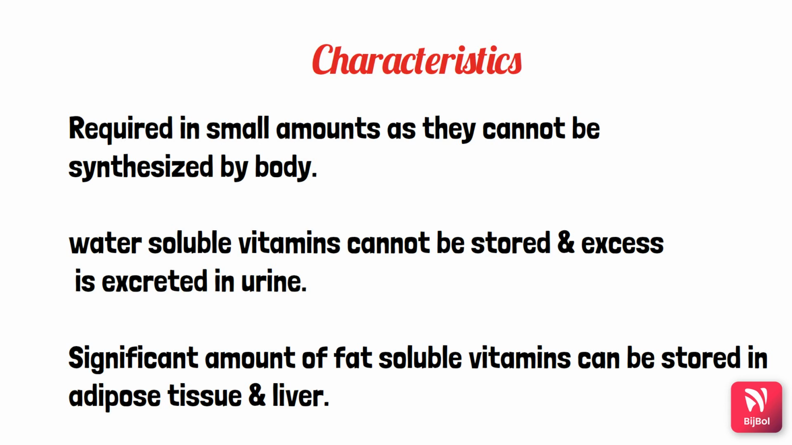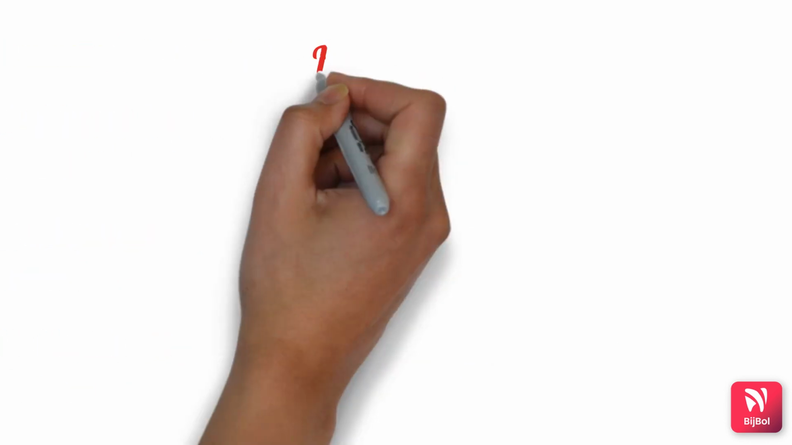Coming to the water-soluble vitamins, as they cannot be stored, the excess in the body is excreted in the urine. Coming to fat-soluble vitamins, a significant amount of fat-soluble vitamins can be stored in the adipose tissue and the liver. So water-soluble vitamins are excreted through urine and fat-soluble vitamins are stored in the body.